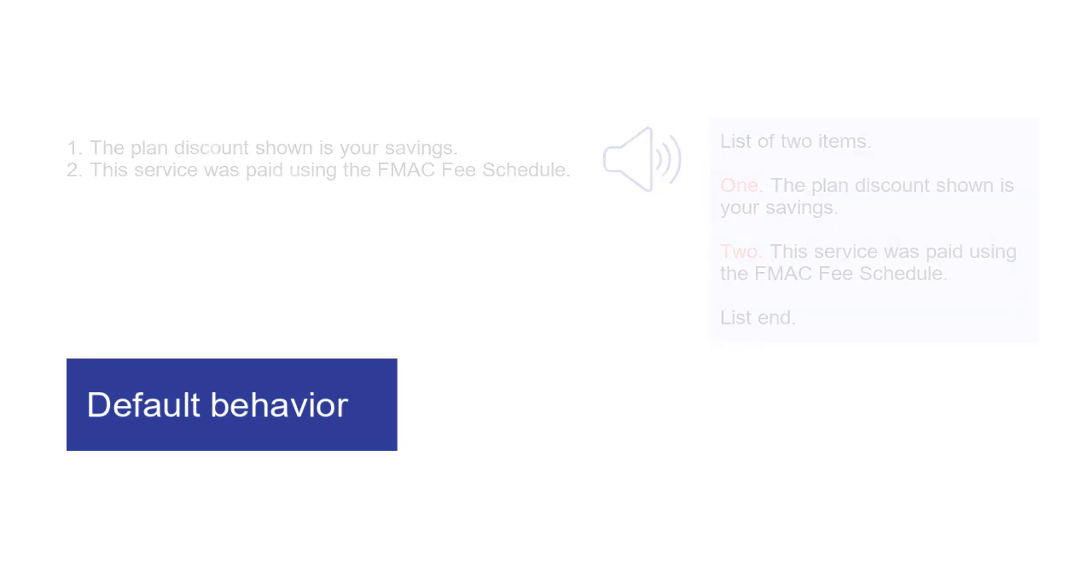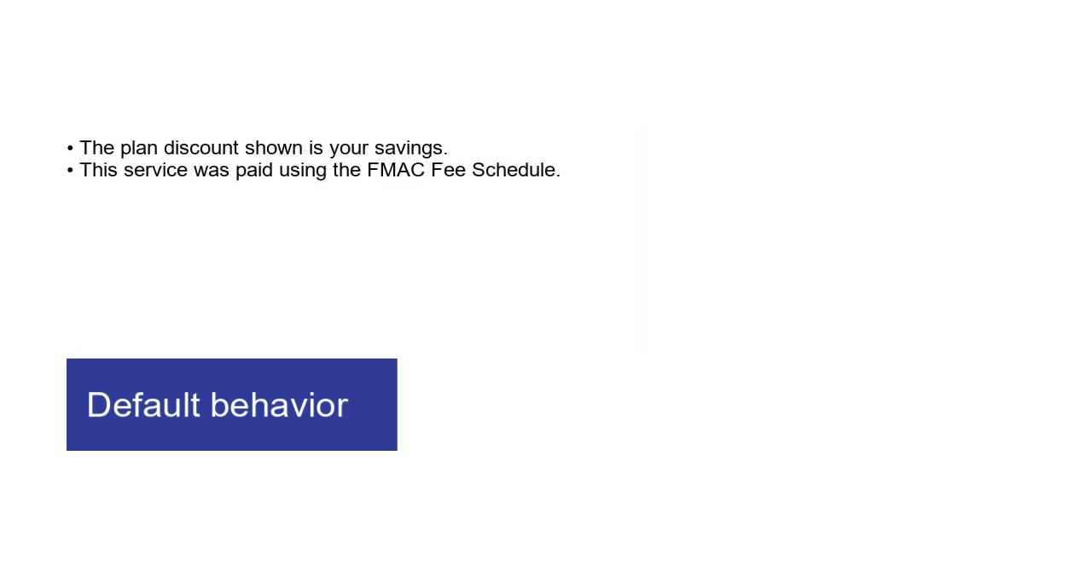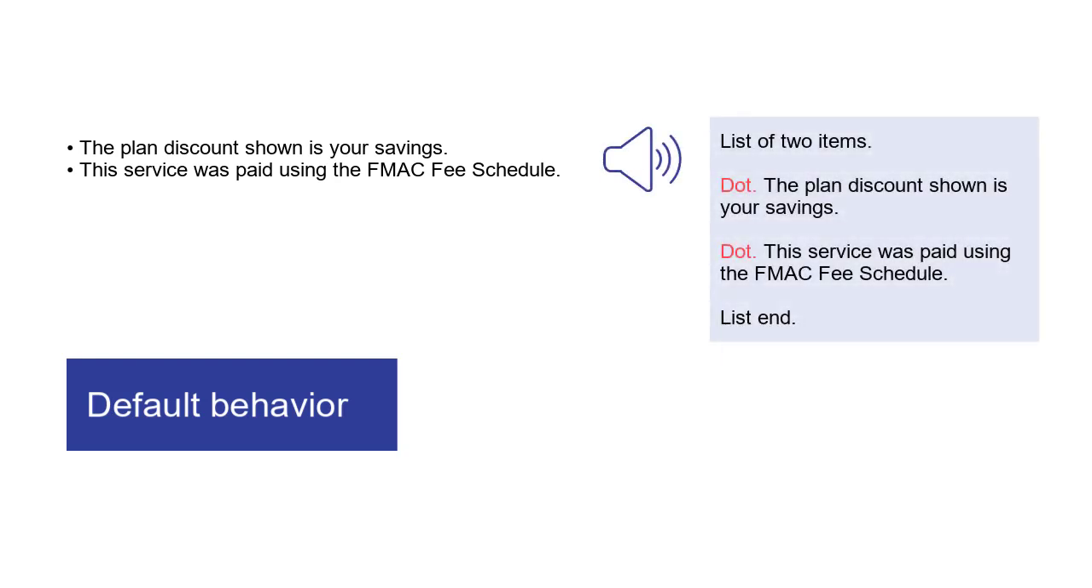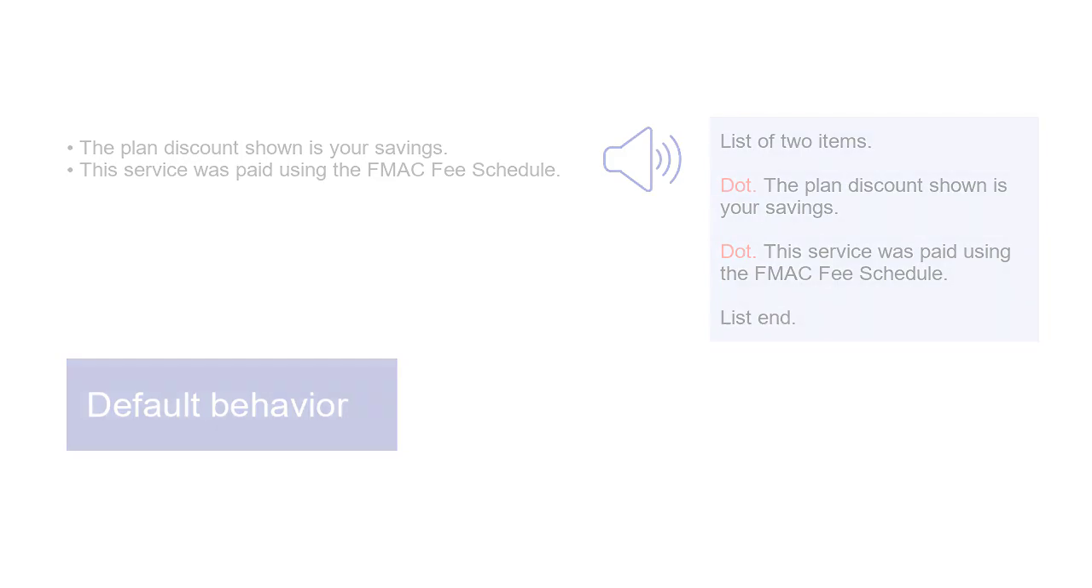List end. If this was a bulleted list, it would be read in the following way, with each label being read. List of two items. Dot. The plan discount shown is your savings. Dot. This service was paid using the FMAC fee schedule. List end. You can choose to have accessibility tools skip the number or bullet character when it reads the list.